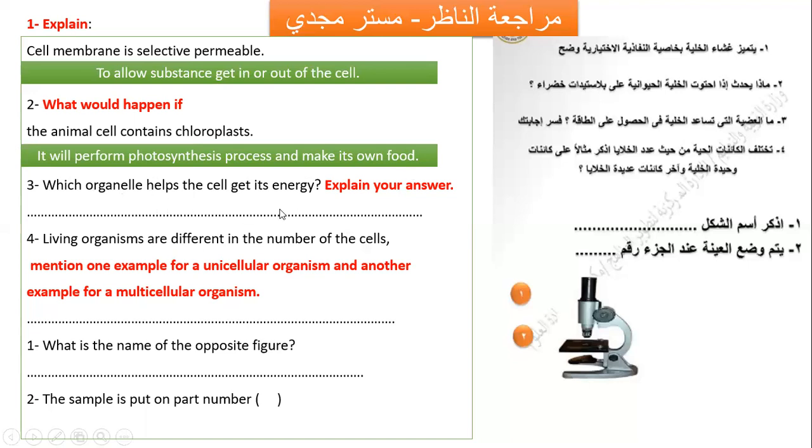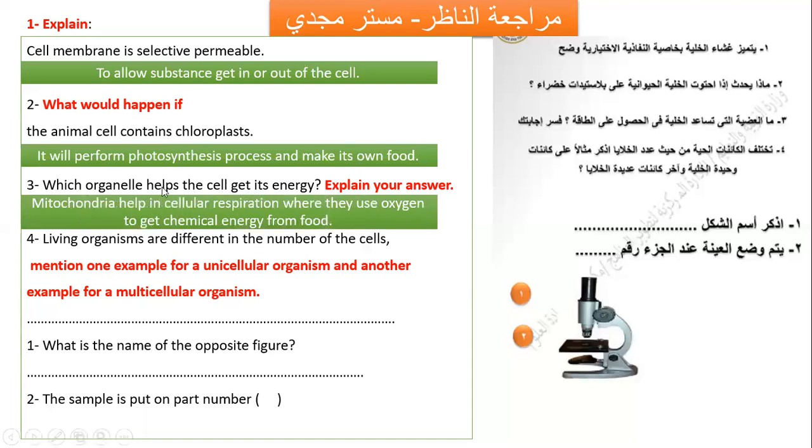Which organelle helps the cell get its energy, release energy? Yes, mitochondria help in cellular respiration. In the cellular respiration process, mitochondria use oxygen to get chemical energy from food. So the answer is mitochondria help in cellular respiration, where they use oxygen to get chemical energy from food.